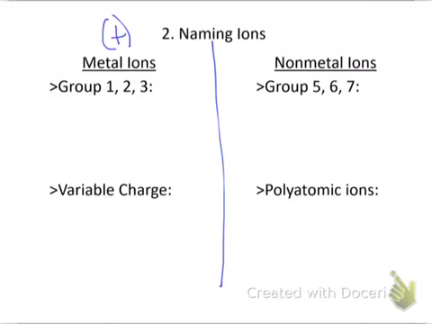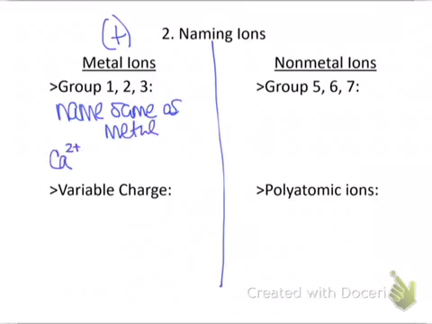Okay. So for these ions, we simply name them the same as their metal. So for example, the ion of calcium metal has a +2 charge because calcium is in group 2, and we call that the calcium ion.